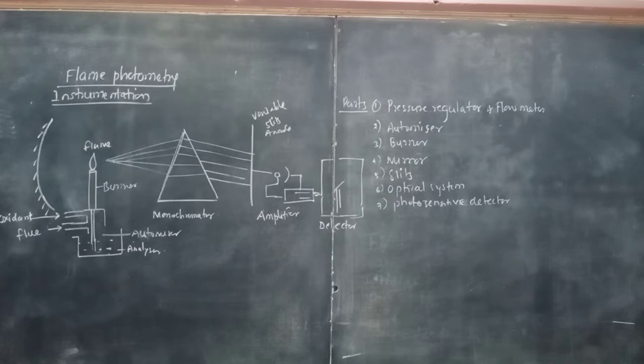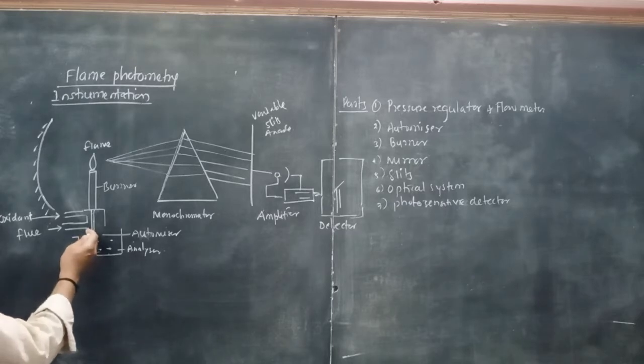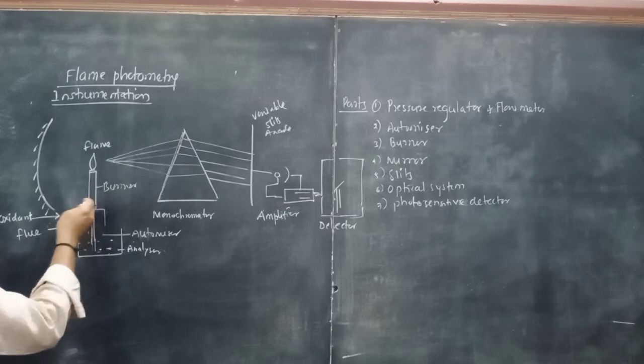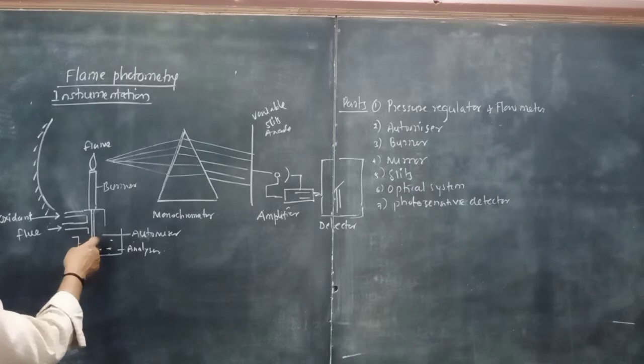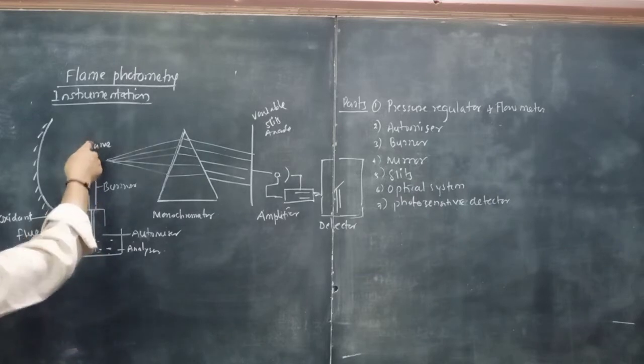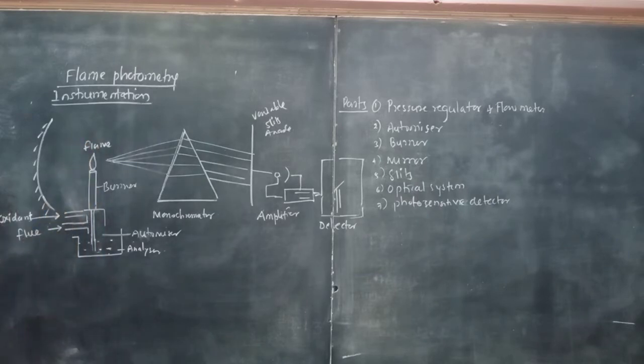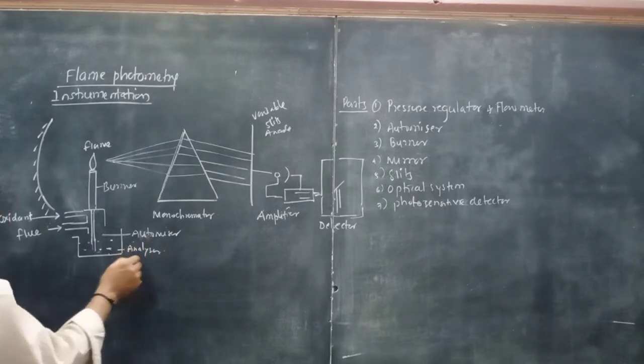They are inserted in the photometer, and the flow rate is 2 to 10 feet per hour. Means they can flow in the atomizer. The solution moves upwards, and this is the best adjustment of the pressure regulator and the flow meter.